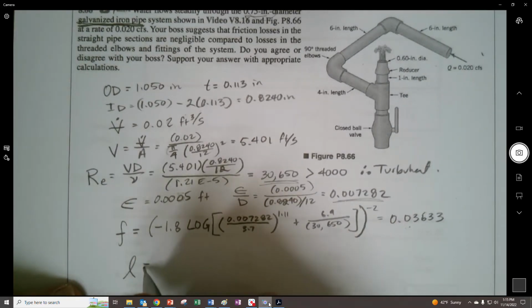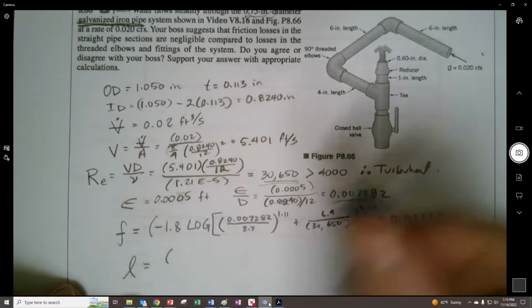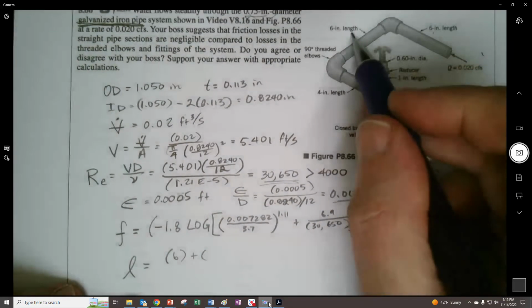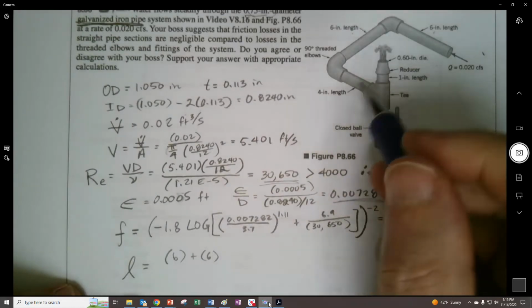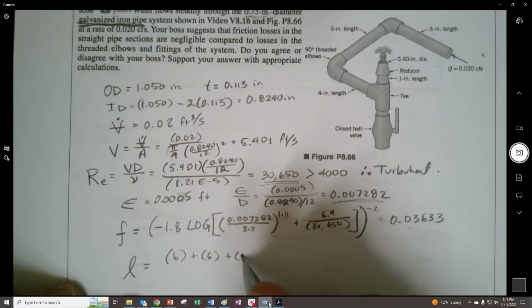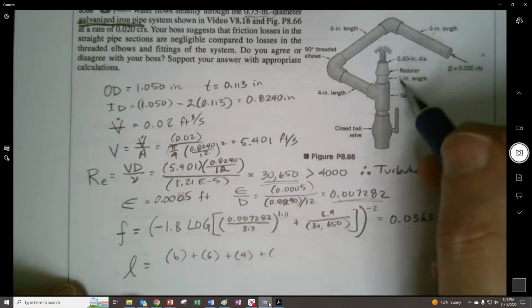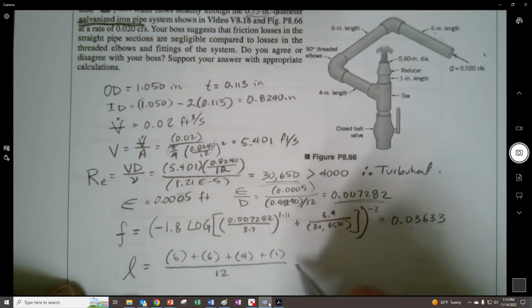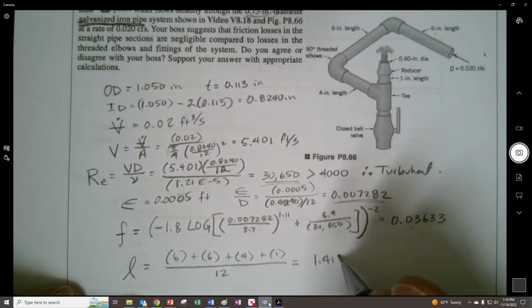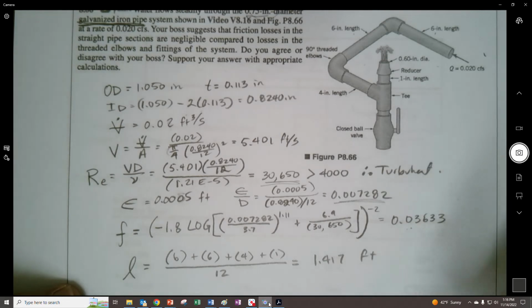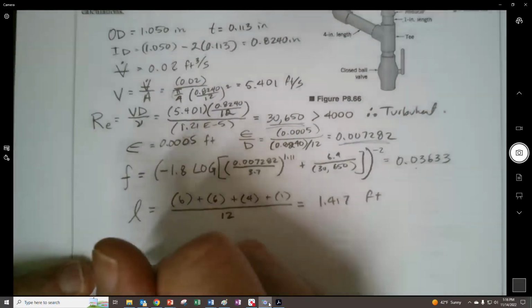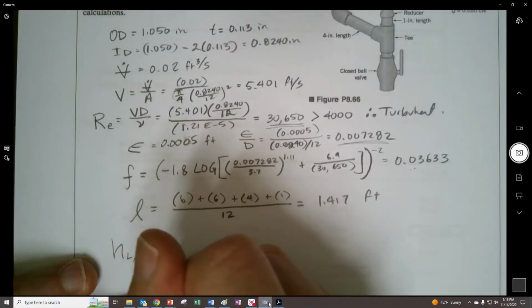So the total length of this thing, we're going to have 6 inches plus 6 inches plus 4 inches plus 1 inch. Right, we're going to see if that matters. Divided by 12, and we end up with 1.417 feet. And now let's see what the head losses are. And remember, we call the piping losses the major ones, even if they're less.